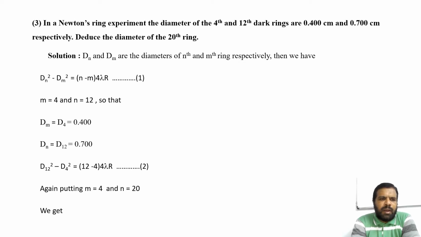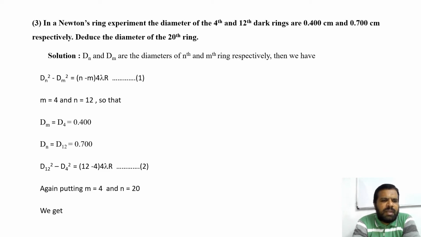Solution. Dn and Dm are the diameters of the nth and mth ring respectively. Then we have Dn square minus Dm square is equal to bracket of n minus m bracket complete into 4 lambda R. m is equal to 4 and n is equal to 12. So that Dm is equal to D4, that is equal to 0.400, Dn is equal to D12, that is equal to 0.700.